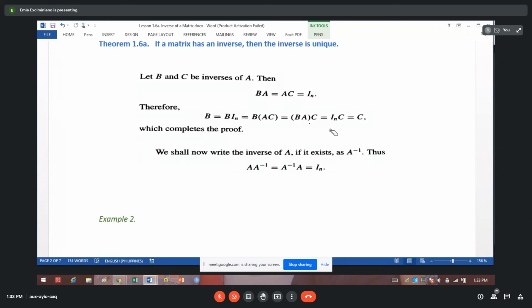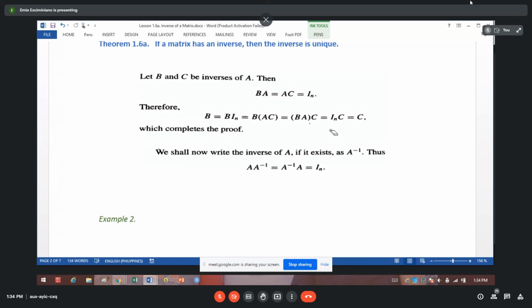Tingnan ko kung may putol dyan sa part na yan. Wait lang ha. Sine-check ko. Kasi kung yan ay ni-screenshot ko lang, then there should be no problem. Saan ba ako? Theorem. Okay. Let B and C be inverses of A. So, dalawa yung inverse ng A. Hanap ko kung saan ko nilagay ito. Ito. Problem na to. Okay, there. Yes, nakita ko na. Baka kasi mali ang sabihin ko.